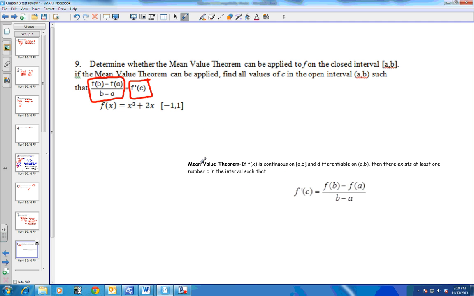So I put the mean value theorem here. It says if f of x is continuous. So I have x cubed plus 2x. It's continuous on this interval.